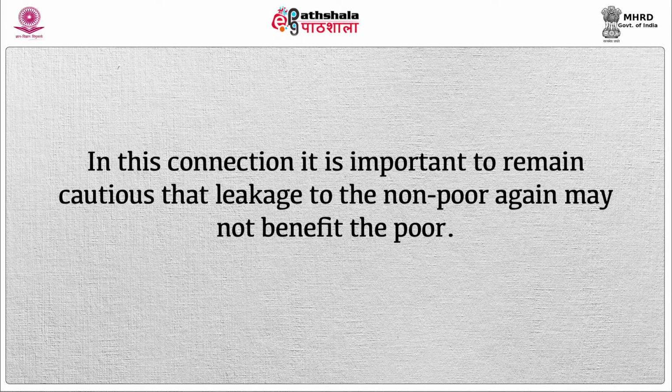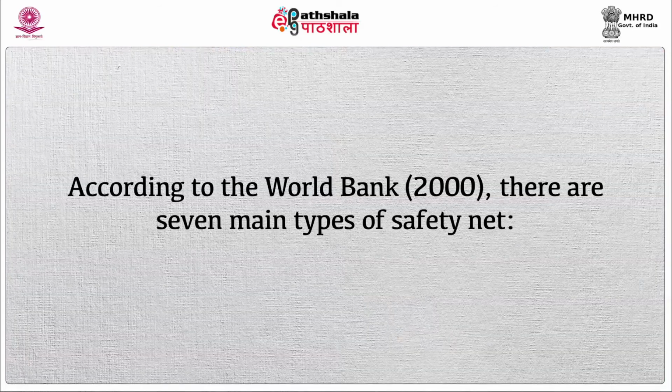In this connection, it is important to remain cautious that leakage to the non-poor again may not benefit the poor. This is called targeting error, which also may arise with the exclusion of a few poor groups. According to the World Bank in 2000, there are 7 main types of safety net.